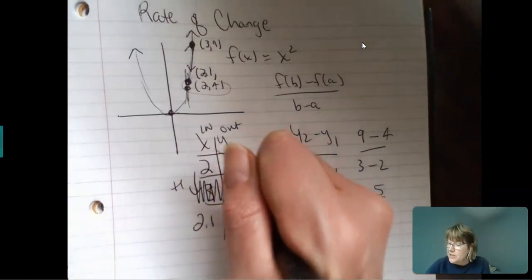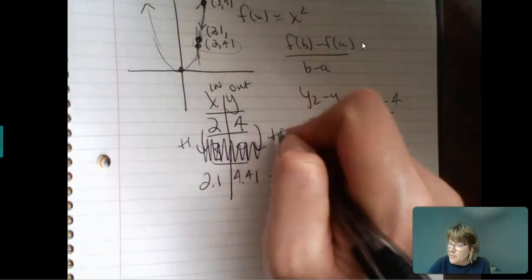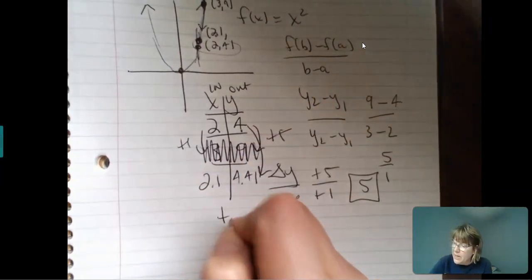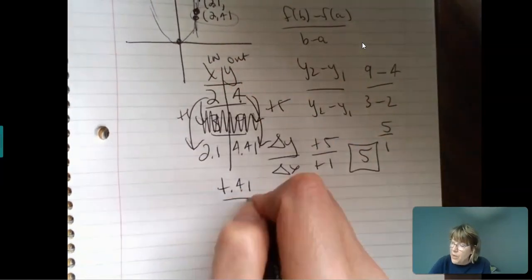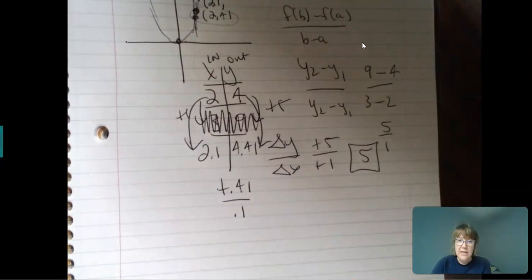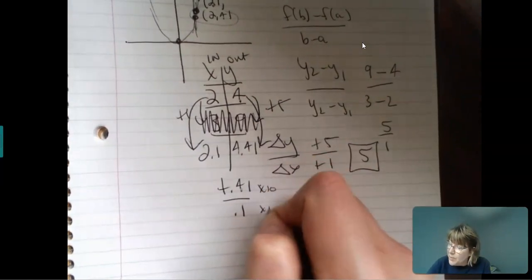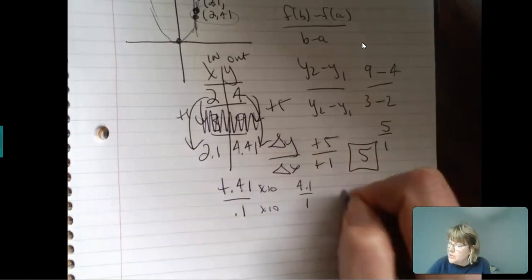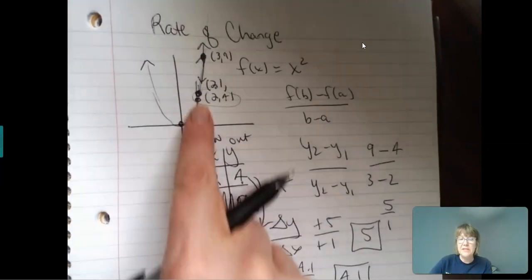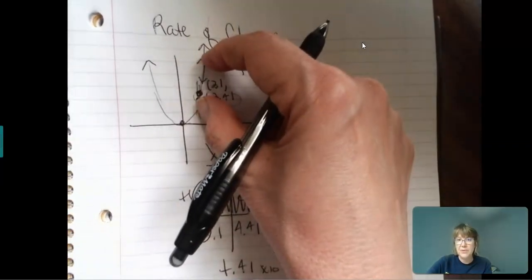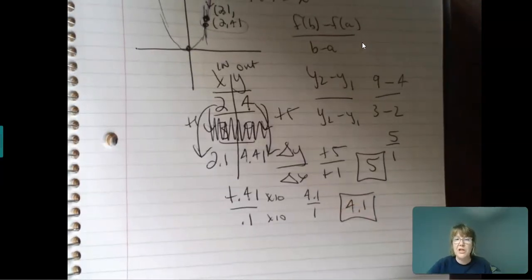So I'm going to ditch this point right here, and I'm not going to do this. I'm going to do it the way I like. So I am going to say, okay, that guy went up by 0.41, 41 hundredths went up. This went up by 0.1 or 1/10. And so if I divide those, and again, kind of an easy way to do that is just multiplying both by 10 and get 4.1 over 1. So I know my rate of change is 4.1. So when I was doing this distance between those 2 points, it was 5, but as I narrow in, my slope or my rate of change is 4.1.